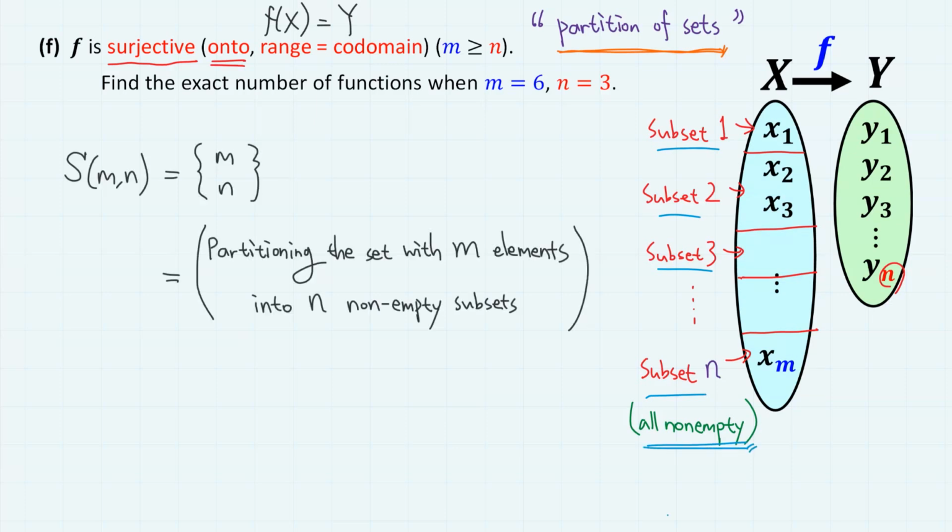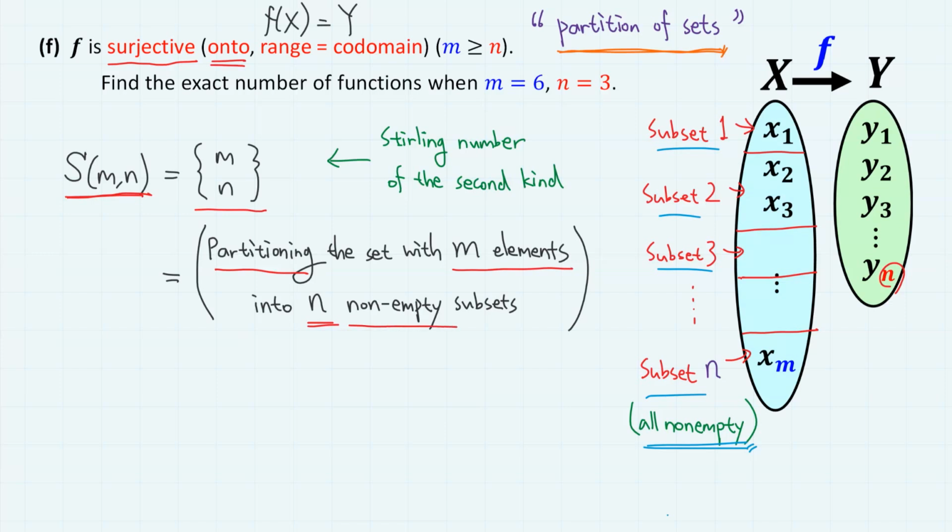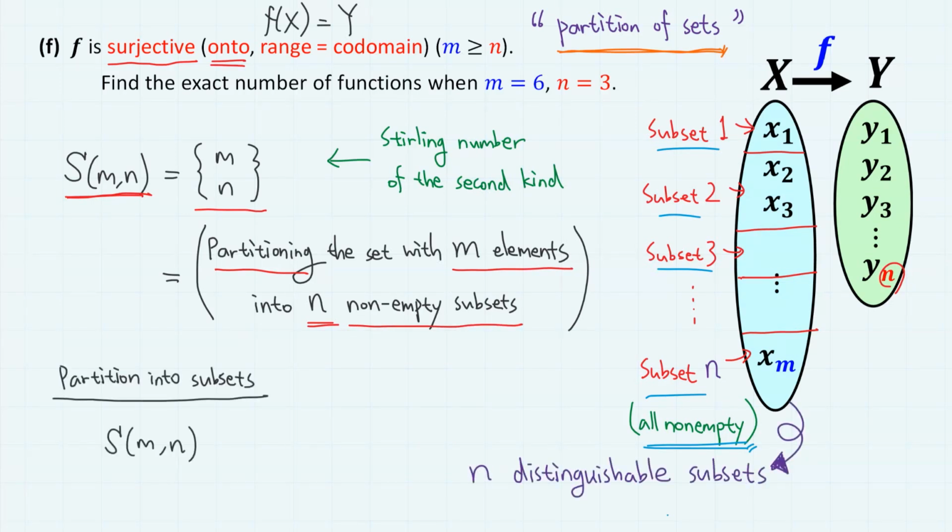This number of ways to partition the set is often denoted as S(m, n), or m choose n notation with curly brackets, and often called the Stirling number of the second kind. But instead of that unintuitive name, let's remember it as the number of ways to partition the set having m elements into n non-empty subsets. Once we've finished partitioning, we have n distinguishable subsets.